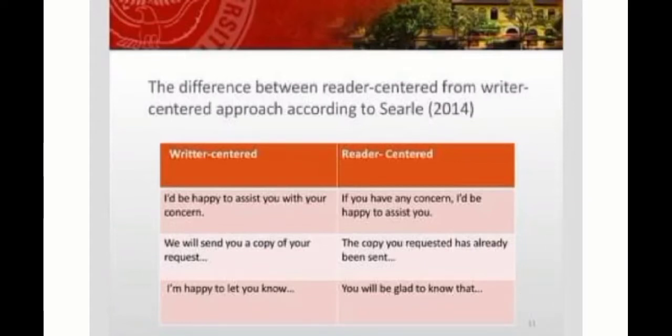So let's check the example. Writer-centered messages heavily use the pronouns I and we. For example: I'd be happy to assist you with your concern. We will send you a copy of your request. I'm happy to let you know. Reader-centered: If you have any concern, I'd be happy to assist you. The copy you requested has already been sent. You will be glad to know that.